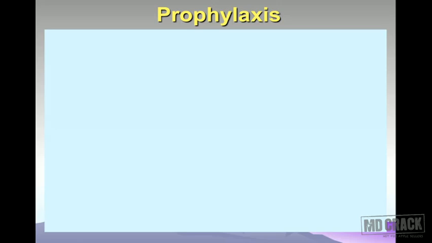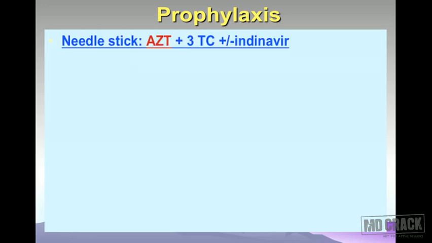Next, we discuss the prophylaxis in HIV. How to prevent the transmission of HIV. First, considering the needle stick injury, we can use AZT, that's zidovudine, plus 3TC, that's lamivudine, plus or minus indinavir. This can be used. Have a look at the slide and you're going to revise the facts about the prophylaxis of the antiretroviral therapy of the HIV disease, prophylaxis of the needle stick injury. Yes, we were saying about the prophylaxis, needle stick injury, AZT plus 3TC plus or minus indinavir.